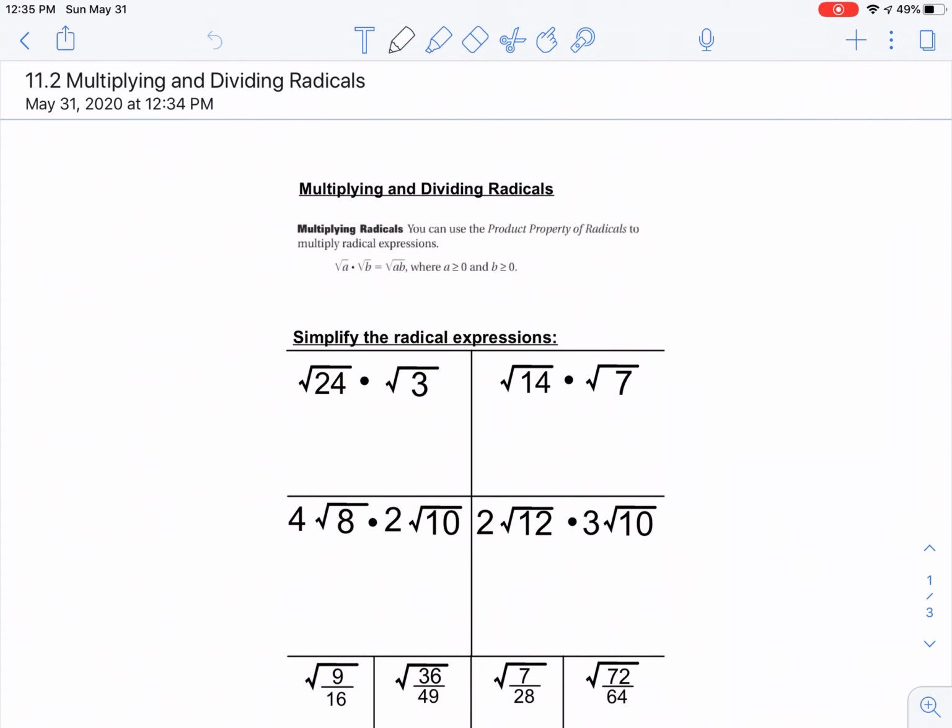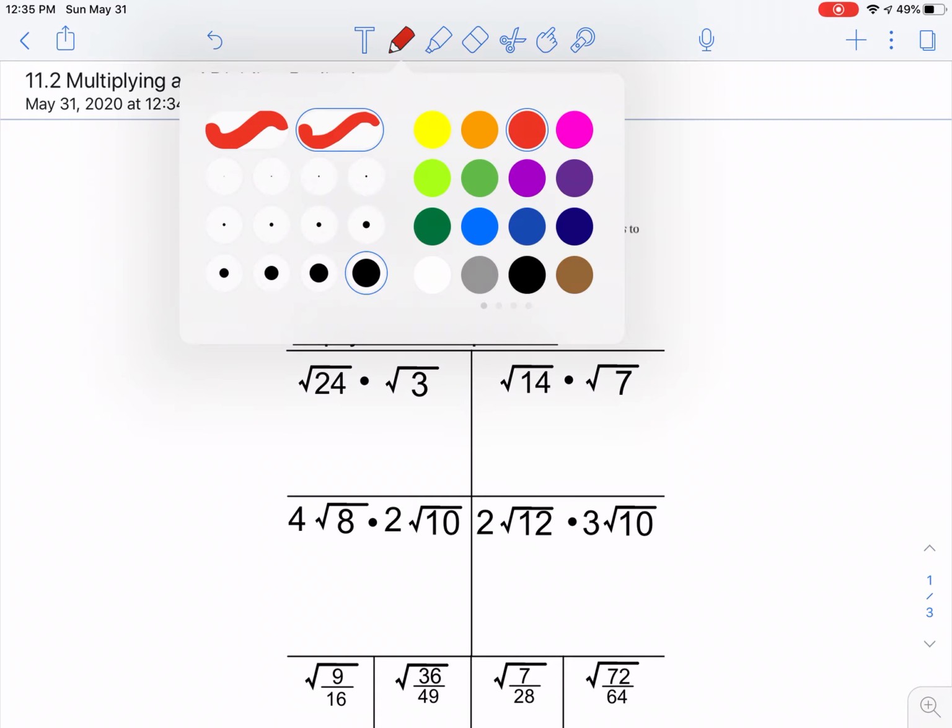All right, everyone. Lesson 11.2, multiplying and dividing radicals.